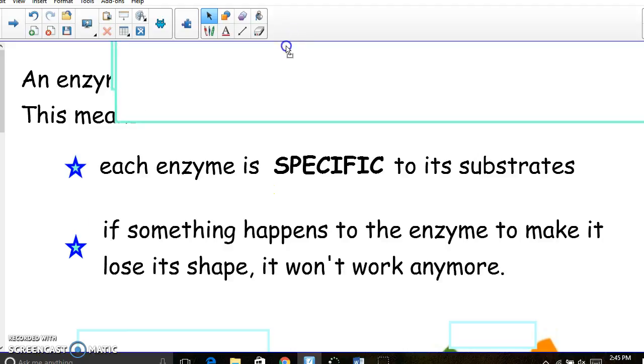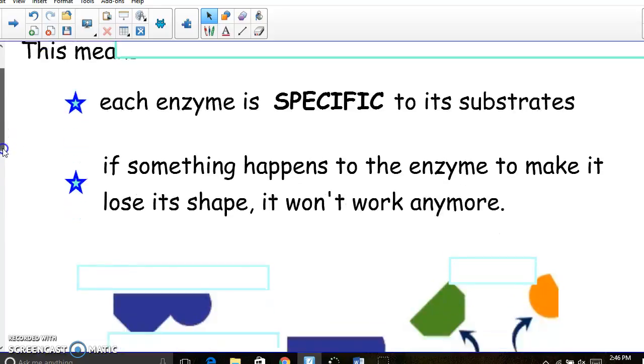And since they're very specific, that shape is so important that if something happens to the enzyme to make it lose its shape, it won't work anymore. Kind of like if you melted the end of a key, it wouldn't fit the lock anymore. You wouldn't be able to open the door. So if we go back to the lock and key analogy, I have a key for my classroom. It won't start my car. It won't get me into my house. It's very specific to the lock that it can open. And if I melt that key, it won't work at all anymore. If I change the shape of the key, it won't fit.